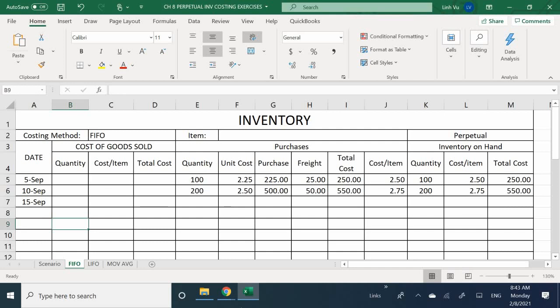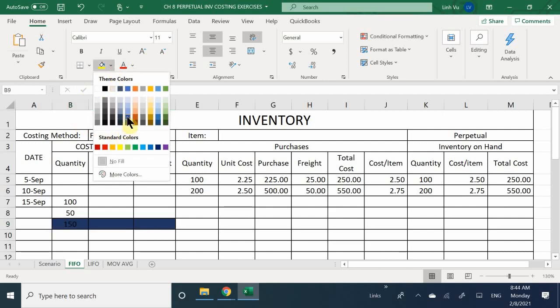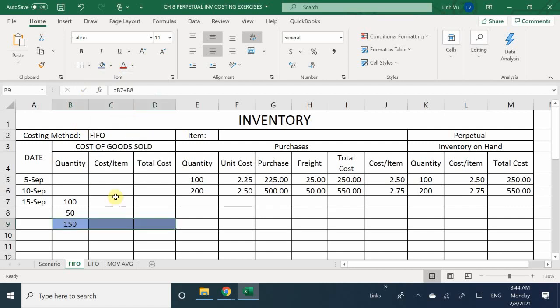How am I going to do this using the FIFO method? Taking out all of the 100 and then 50 from the second batch. Perfect. Good. So we're going to take 100 from the first batch and 50 from the second batch. So in this case, I have to do a calculation here. This is something I prefer to do so that I can pick the information up right away.